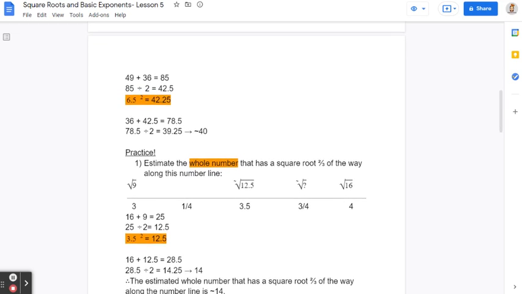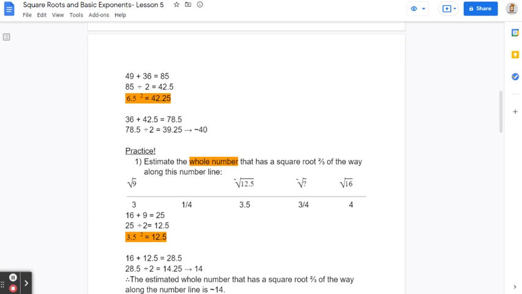So therefore, the estimated whole number that has a square root 2/3 of the way along the number line is approximately 14. And how do we check our answer? Well, the square root of 14 is about 3.74, which is about the same thing as 3.75 or 3/4. And now we know that our answer is correct.